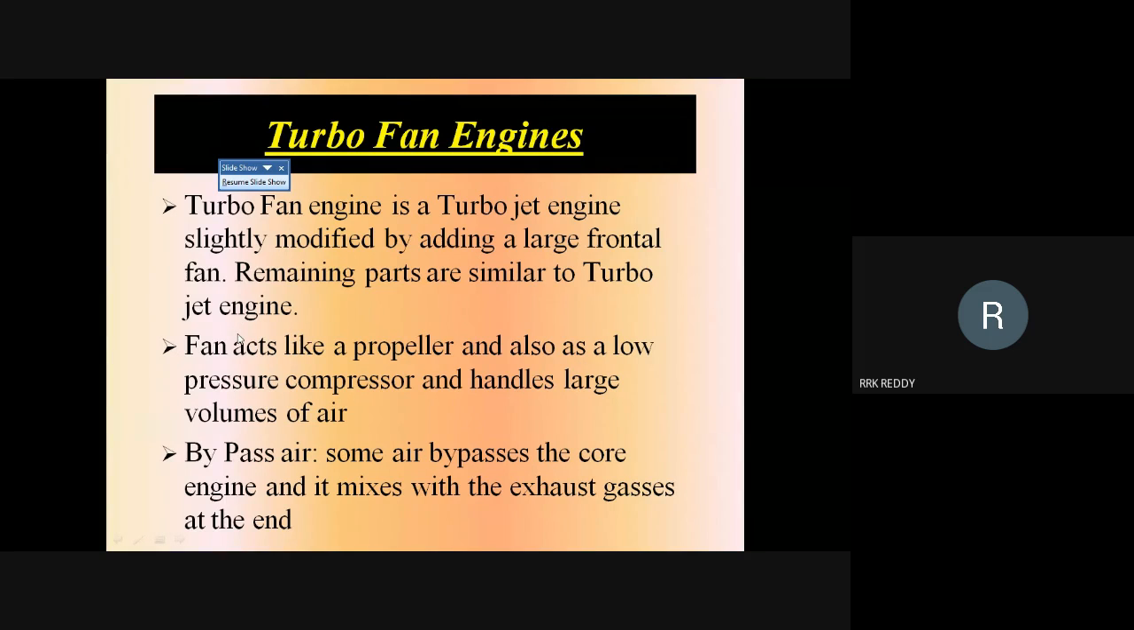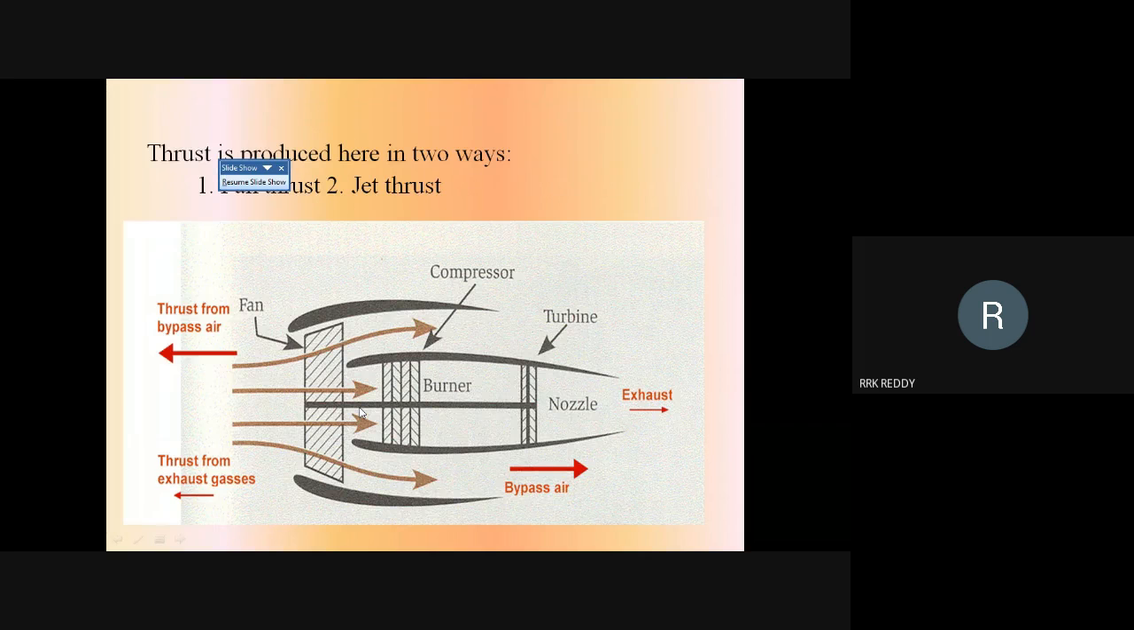So what is the role of the fan? The fan acts like a propeller here and also as a low pressure compressor and handles large volumes of air. See, this is the picture of a turbofan engine. This is the main core engine, similar to the turbojet engine. And this is the fan. And this fan is run by the compressor turbine. So here the role of the turbine is to run both the compressor rotors and also the fan.